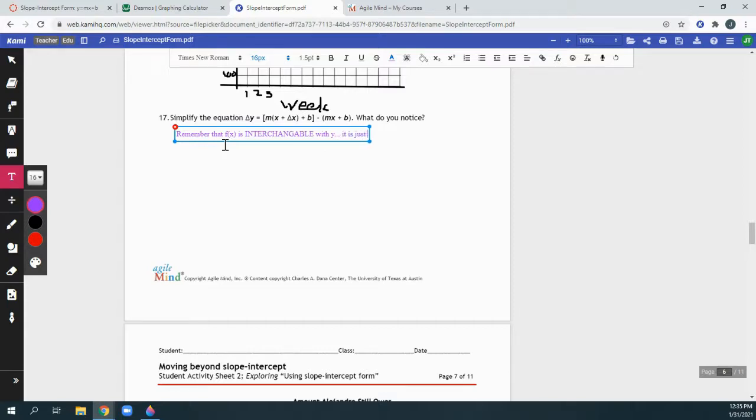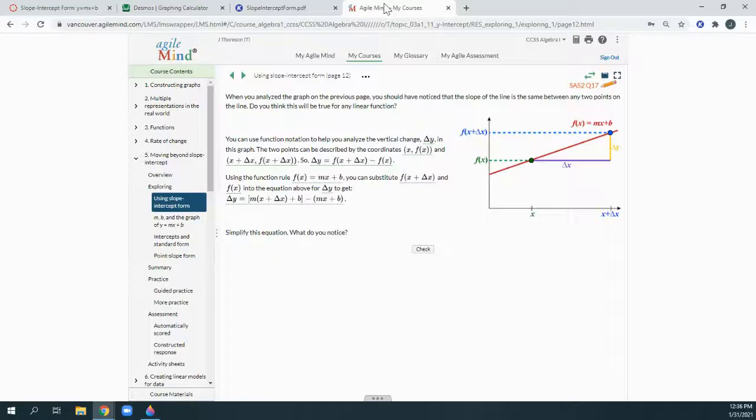It is just another way to write the same thing. Very important, okay? All right, great. Now we're going to simplify this fancy looking equation. Let's go here to kind of understand what they're talking about. We got this cool graph. We're going to say f of x plus change in x equals blah, blah, blah, and all this fun stuff, okay?